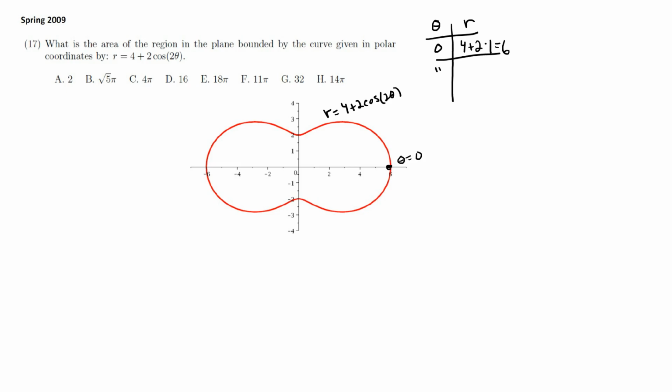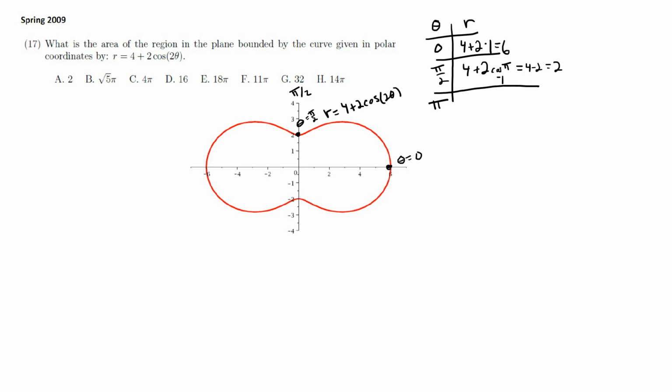When theta is pi over 2, then r is 4 plus 2 times the cosine of pi. The cosine of pi is -1, and so that means you should be at 4 minus 2, or 2. And that's the case here. Here's pi over 2, and yes, that's where you're at. So it's looking like you are performing this in the order that it's done, and the perception is that it goes from 0 to 2 pi.